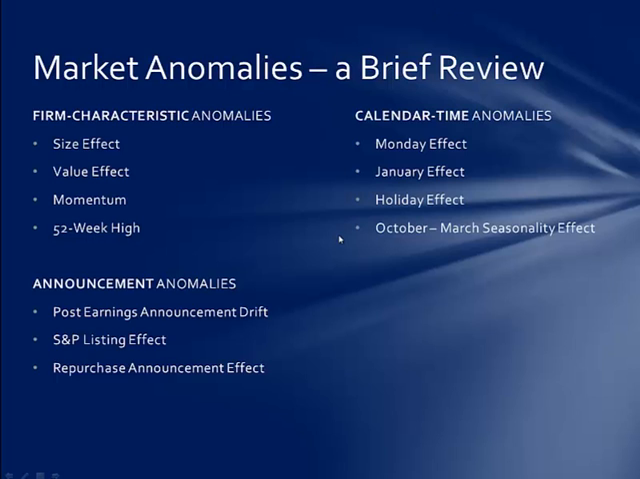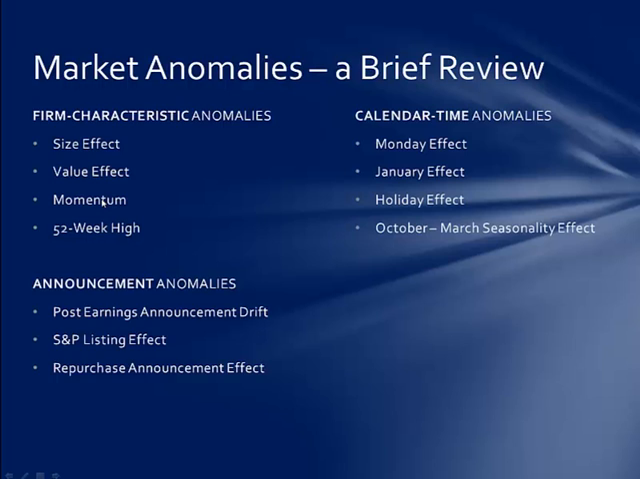I have a few categories. There are other categories that we could look at, but I have firm characteristic anomalies, announcement anomalies, and calendar time anomalies. Some of the more common firm characteristic anomalies are the size effect, that small stocks outperform large stocks. The value effect, this is defined a couple of different ways. One of the more common ways that it's defined is book to market. Generally speaking, high book to market stocks outperform low book to market stocks, just like low PE stocks outperform high PE stocks. Those would both fall under the value effect.